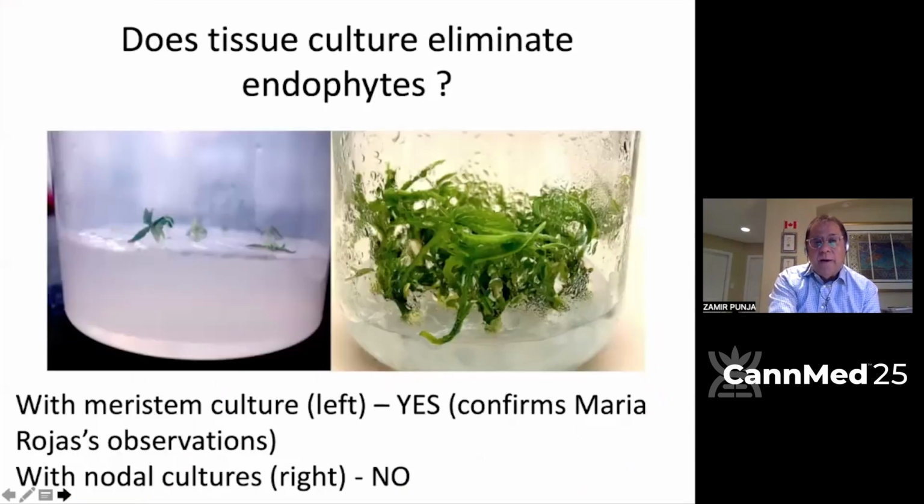Now, before I end, I just want to address with a few slides what tissue culture can possibly do to eliminate the endophytes. And I'm building on Maria Rojas's presentation earlier this morning, where she showed convincingly that when you do meristem culture, you can eliminate many of these microbes because of the fact that you're using such a tiny piece. When you use cuttings or nodal cultures, you don't find elimination of the microbes. So meristem culture will eliminate many of these.